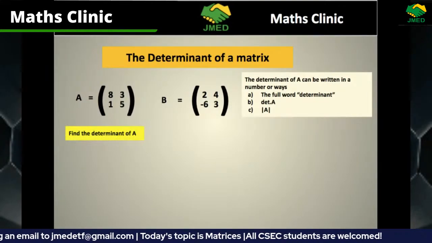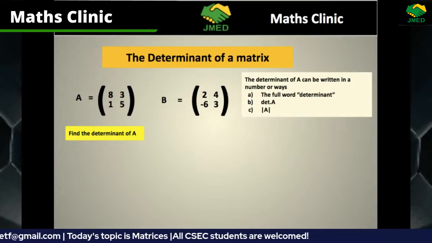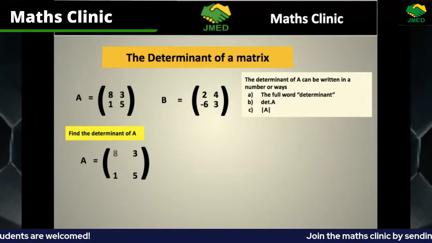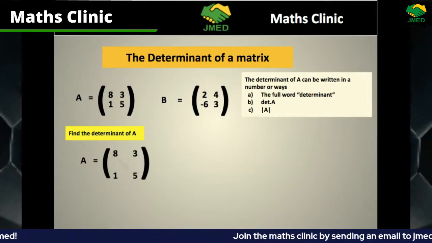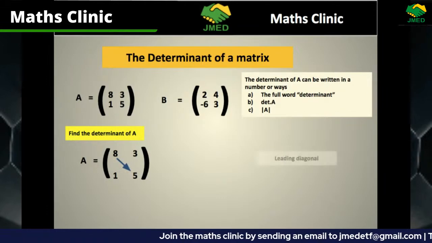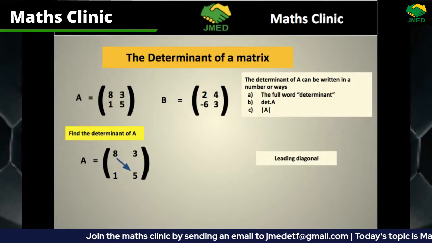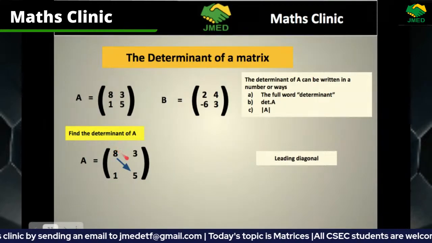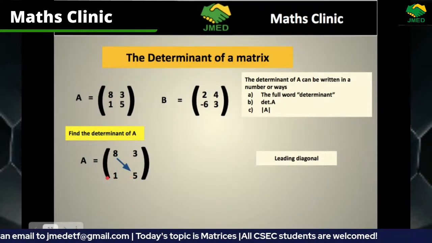Find the determinant of A. So how do we find the determinant of A? To understand the concept of the determinant, we first need to understand what we call the leading diagonal. There are two diagonals in the matrix. We have one that goes this way, and we have another one going that way.